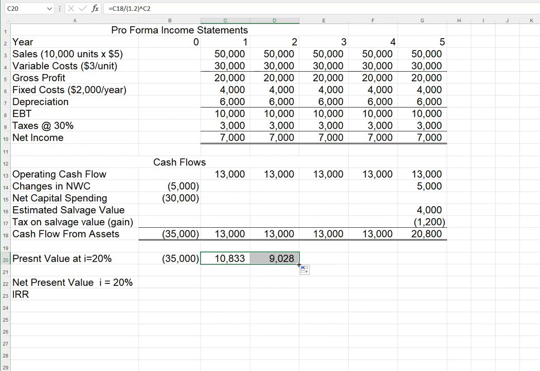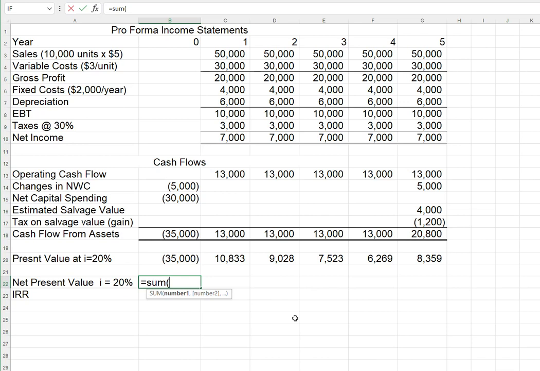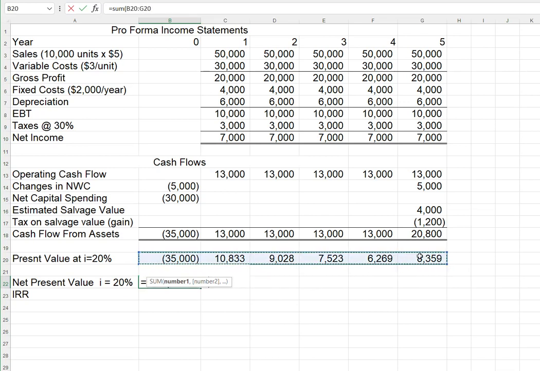The $13,000 in year 3 discounted back 3 years is $7,523. The year 4 cash flows are discounted back to $6,269, and the year 5 cash flow is discounted back at $8,359. Our net present value then is simply the present value of our cash flows less the cost. We can simply sum that up, equals sum, add together all of our cash flows, and we get a present value of $7,113.